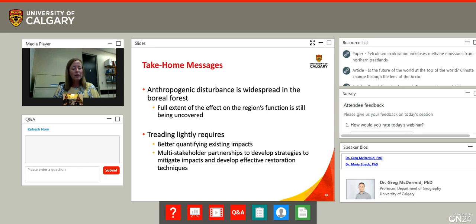So when we think about how we can remove some of that footprint or tread more lightly, it's going to require us to continue the work of quantifying what the effects are, and then really working in multi-stakeholder partnerships to develop the best strategies that can mitigate the impacts, but also to develop restoration techniques to put back the function in places that have already been disturbed.